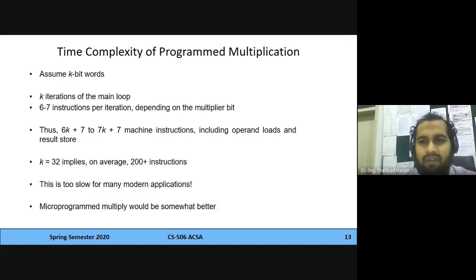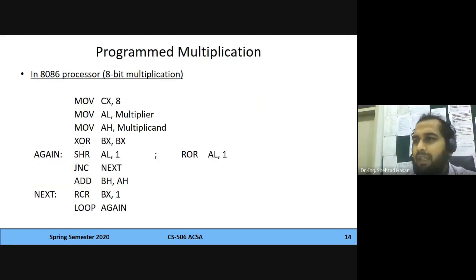That's why whenever you see higher-end, better computers, you're always going to see they have dedicated multipliers for multiplication. These are the hardware multipliers. So program multiplication is not an option because it's too complicated. It's taking a lot of time.